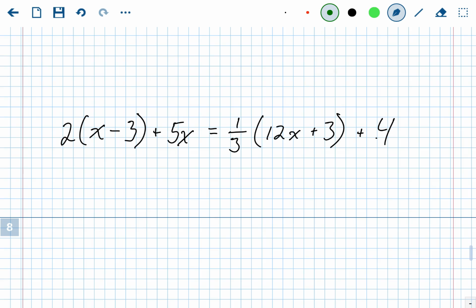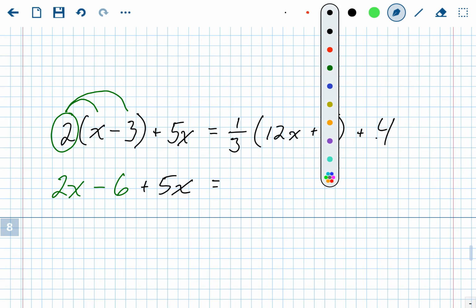All right, so let's start by distributing the 2. Okay. Now you're not distributing the 2 to everything on the left side. You're only distributing the 2 to the parentheses, the grouping. Once the parentheses end, your distribution ends. So you're doing 2 times x, which is 2x, and 2 times negative 3, which is negative 6. Again, that 5x is not in the parentheses, so it does not get multiplied by 2.